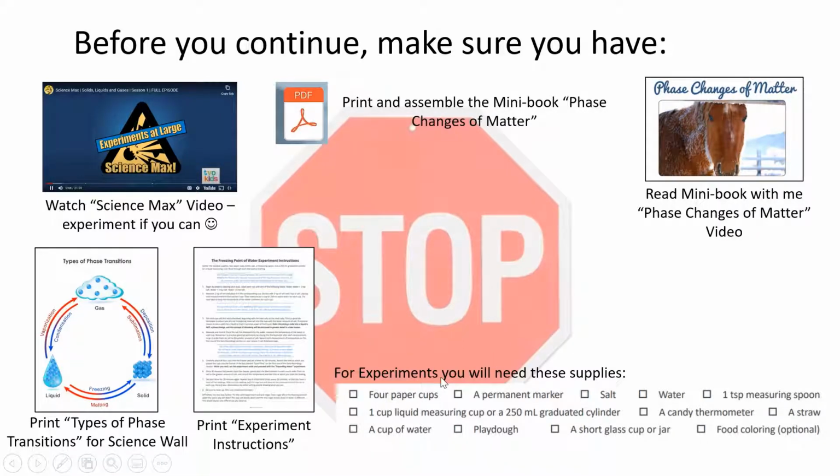For the 2 experiments that we will be doing, you will need these supplies: 4 paper cups, a permanent marker, salt, water, 1 teaspoon measuring spoon, 1 cup liquid measuring cup, or a 250 milliliter graduated cylinder if you're fancy, a candy thermometer, a straw, a cup of water, Play-Doh, a short glass cup or jar, and food coloring, optional. So make sure you have those things and then move on.